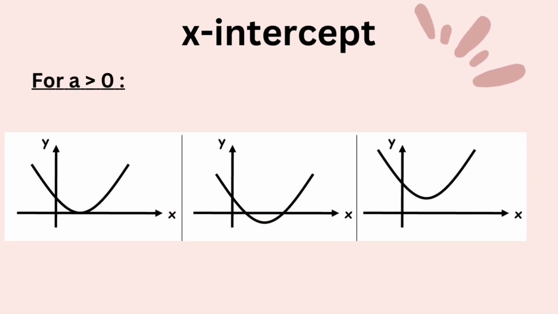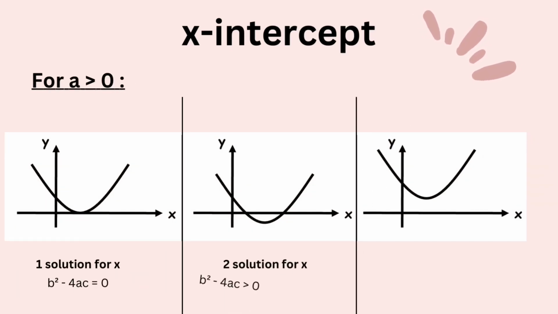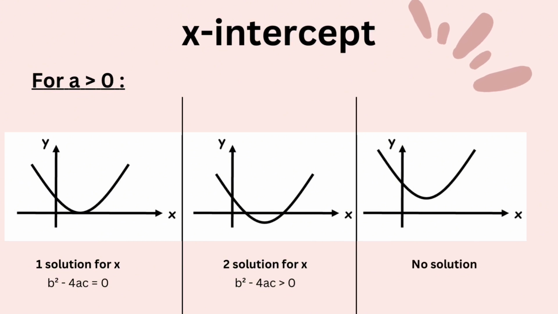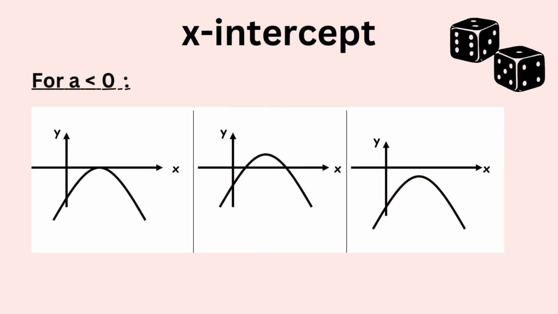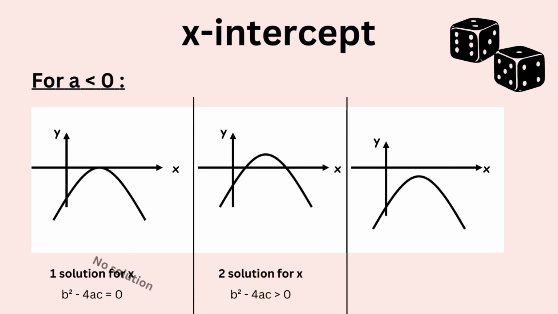So for a more than 0, the shape would be like this. And for a less than 0, the shape would be open downward.